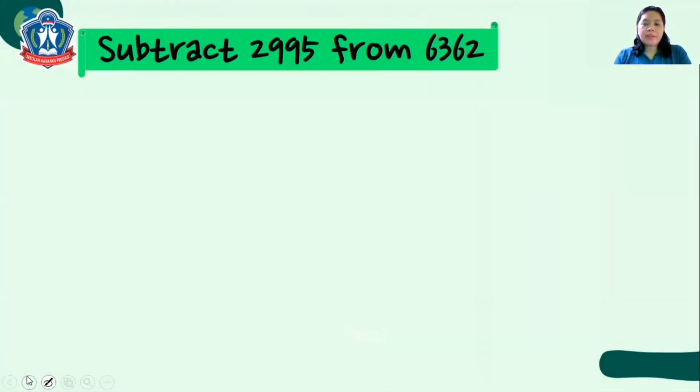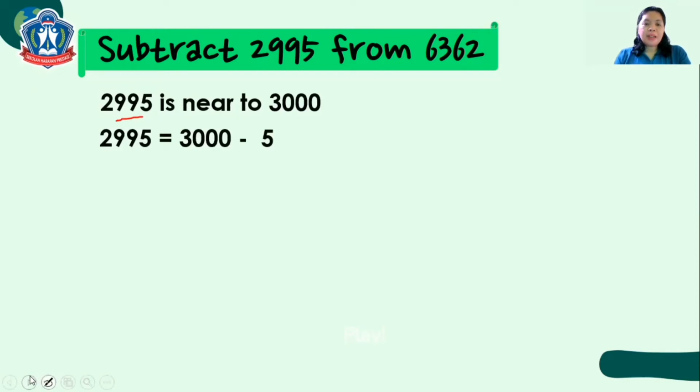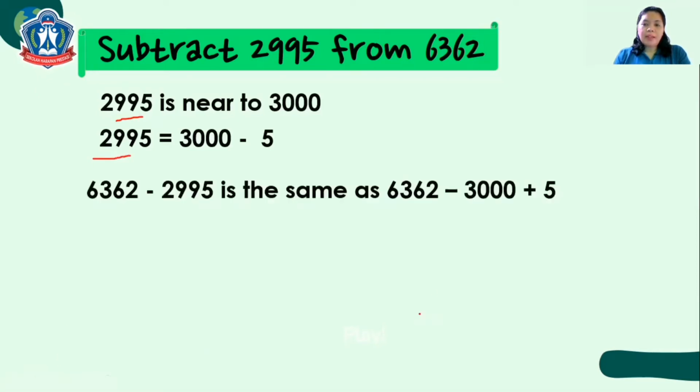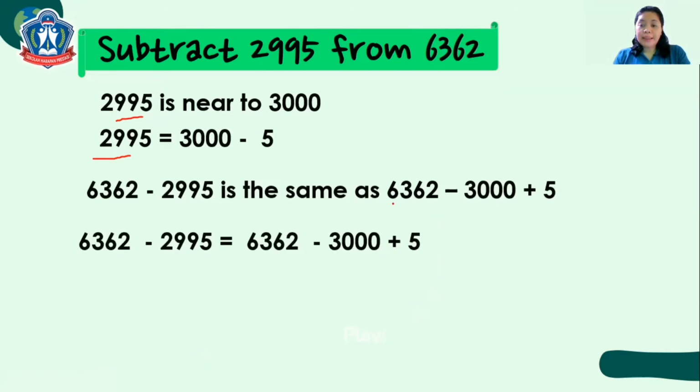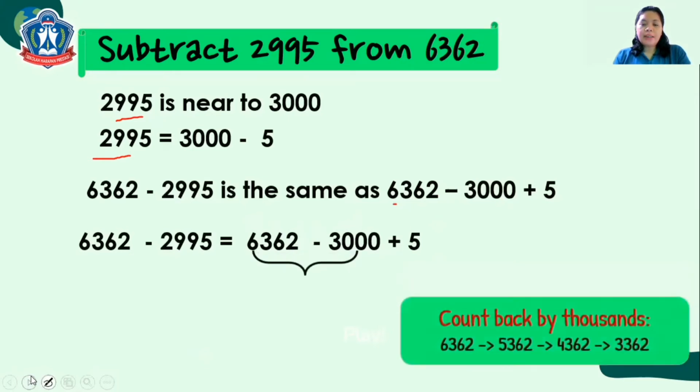Another example. Let's subtract 2,995 from 6,362. 2,995 is near to 3,000. So we can use 3,000. 3,000 minus 5 is equal to 2,995. So we can subtract 3,000 but we need to add 5 on our final answer. So if we subtract 3,000 from 6,362, that is equal to 3,362, then plus 5, so the answer is 3,367.